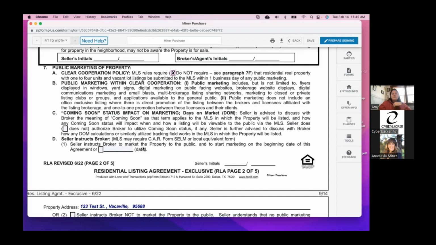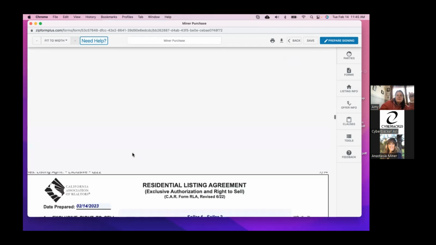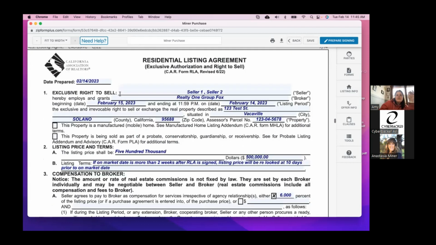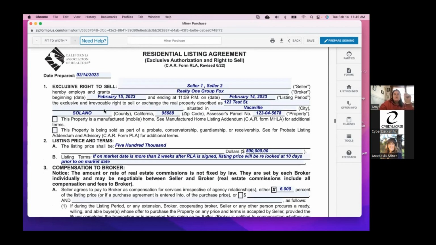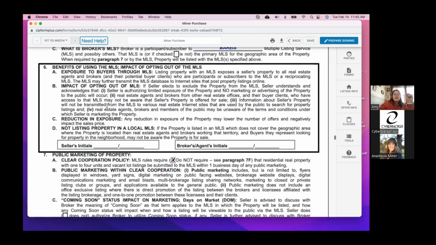Seller instructs broker to market the property to the public and start marketing on the beginning date of this agreement or blank date. So it defaults to the date of this agreement. So the date of this agreement is either going to be the date that we put at the top of page 1 or the date on which the seller signed it, whichever is last. Okay. So we're authorizing that coming soon listing over here based on that date.